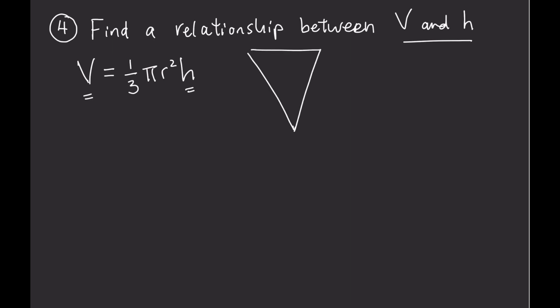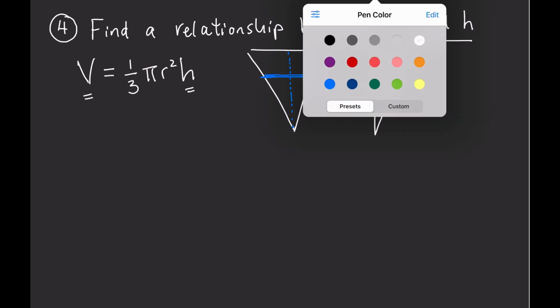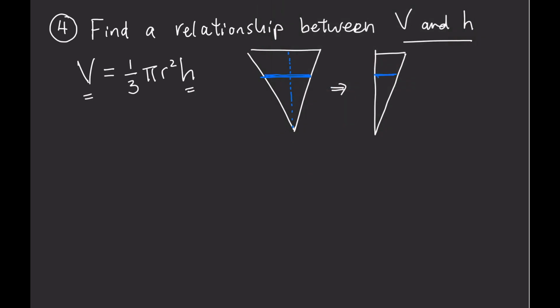If you recall, if I look at the cross section here, I can see the similar triangles right here. So I'm looking at this triangle, and I'm also looking at this triangle. So let me just draw those separately. Okay, and we know that the length of this side is 2, and the length of this side is 5.